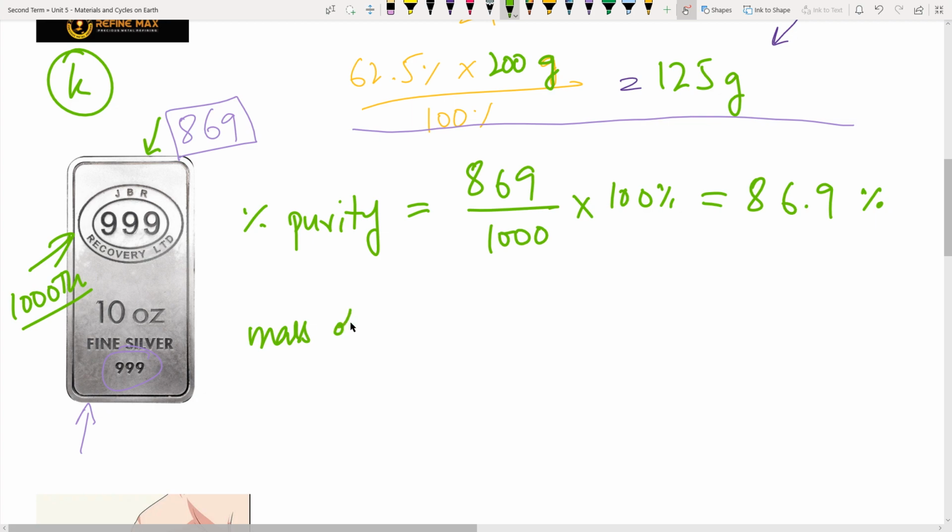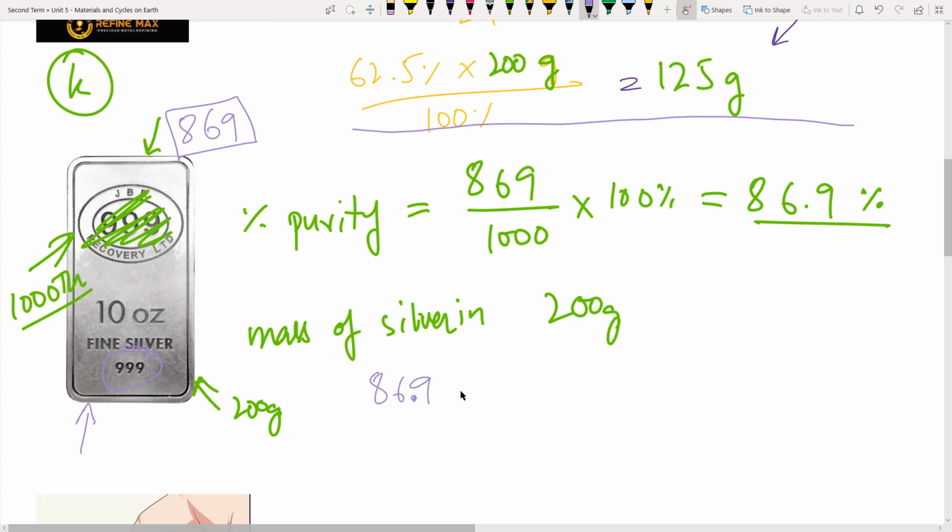Let's say the mass of silver in 200 grams. You've got a bar which weighs 200 grams, which has a stamp number. I'm not using this one, I'm using this 869, which I've calculated. So how much is going to be there? Again, you take this percentage. So we're going to do this in a different way: 86.9% multiplied by the total mass given to you, which is 200 grams, divided by 100%. It is the same method.